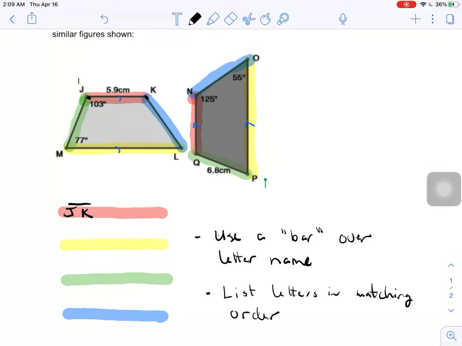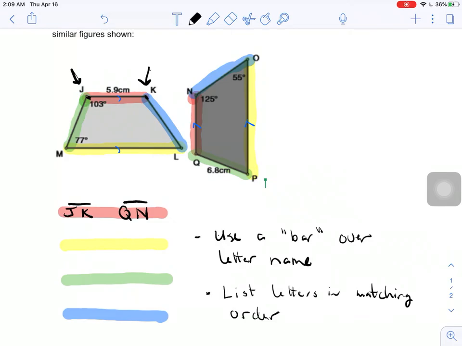So JK, we went from where the red side met the green side, and then the second thing we listed was where the red side met the blue side. So if we're going green to blue, then on the other shape, we also want to go green to blue. So that other red side would be QN, not NQ. NQ is backwards. It's not in the same order. So we list things in the same order. So those are corresponding sides.